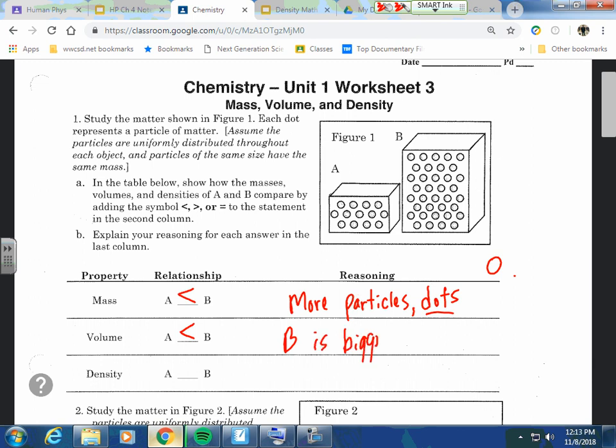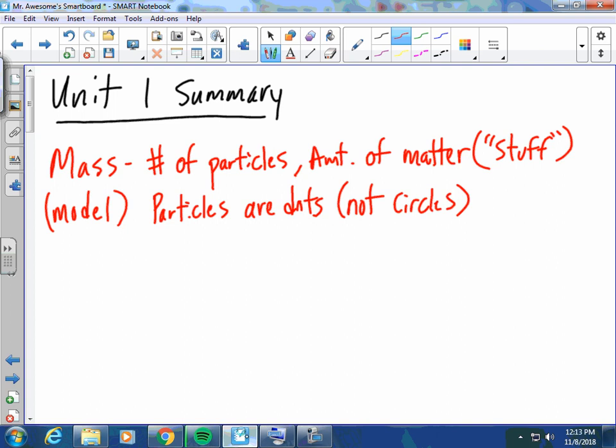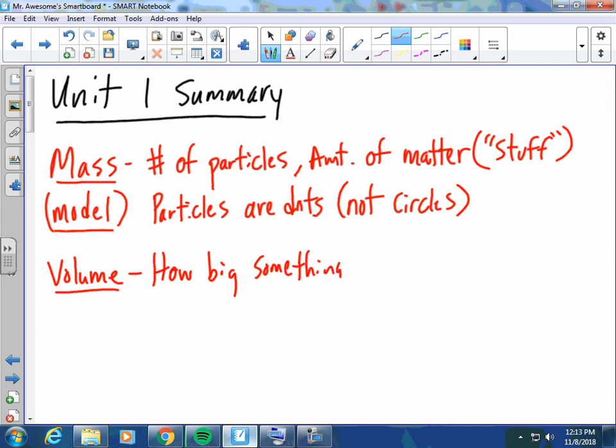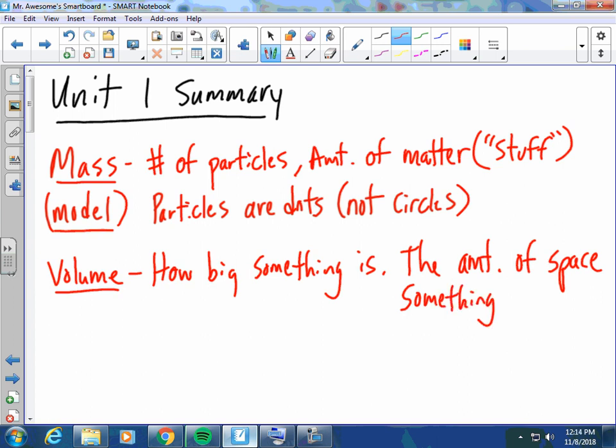B is bigger. Okay? So here's another concept. Volume. All right? How big something is. Okay, but realistically what we say is the amount of space something takes up. Cool? All right.